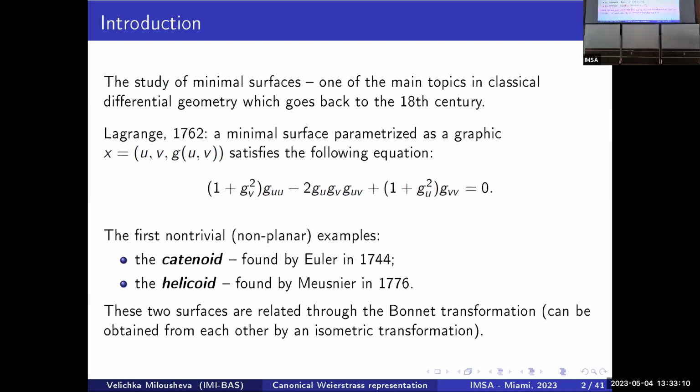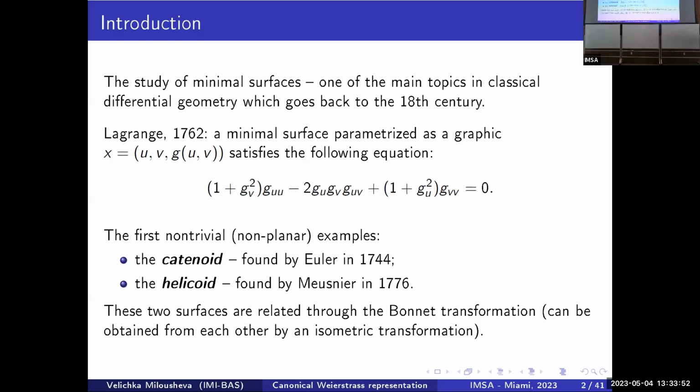You know that the study of minimal surfaces is one of the main topics in classical differential geometry, which goes back to the 18th century. And Lagrange was the first who initiated the study of these surfaces and found the minimal surface equation when he was looking for necessary conditions to minimize the area functional. So he found this equation which describes the minimal surfaces if they're parametrized as a graph like this. They satisfy this partial differential equation, which is known as the Lagrange equation.